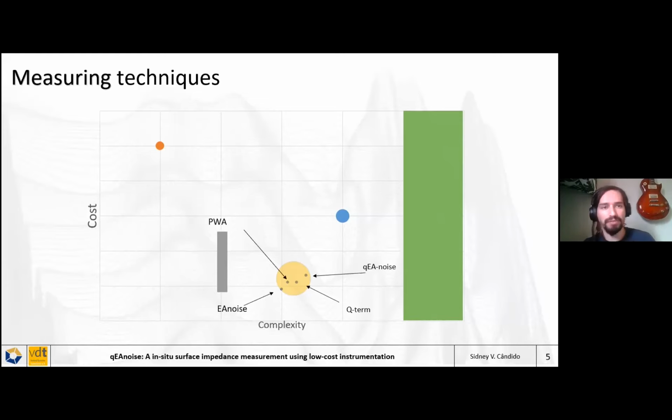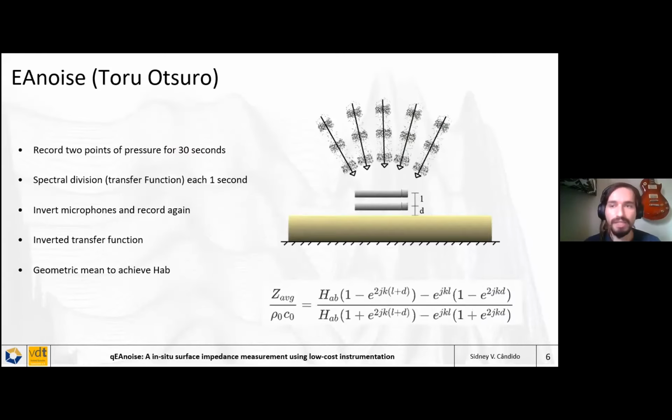Basically, I will talk about this. The EAnoise was developed in 2002 and 2005, about 15 years ago. And why is it so practical? Because you don't use a sound source. It considers the ambient sound of the reverberant fields. And when you don't have the sound source, it becomes a more practical way of measuring.